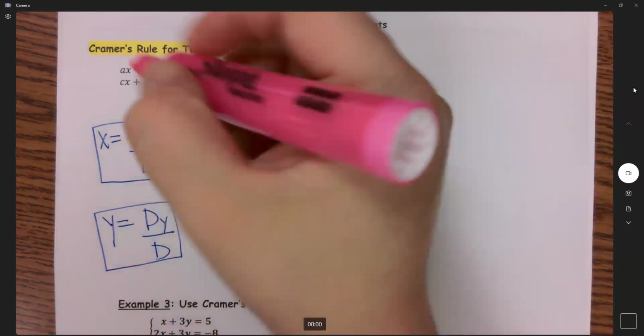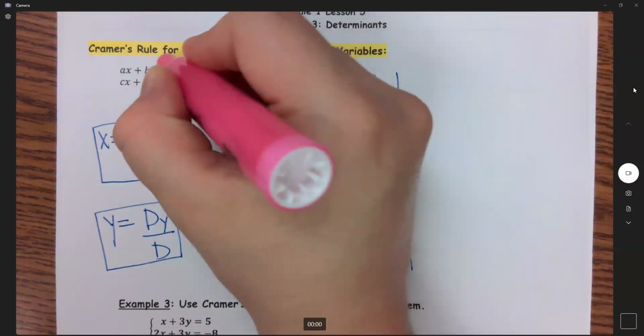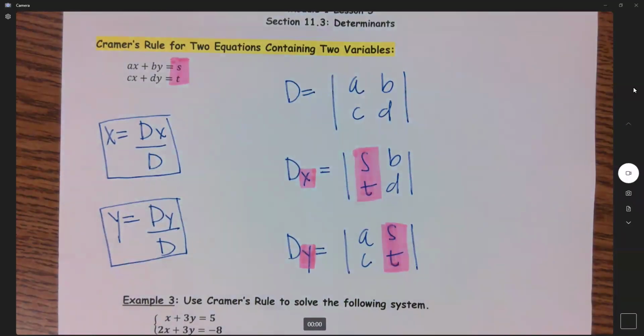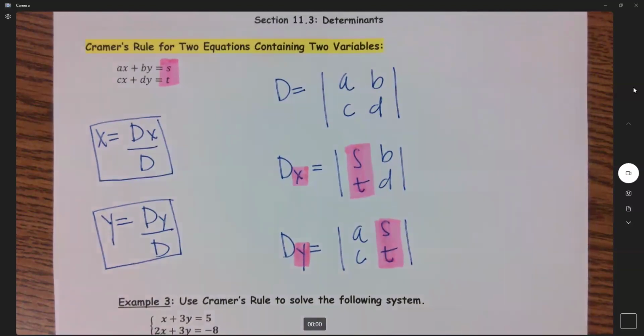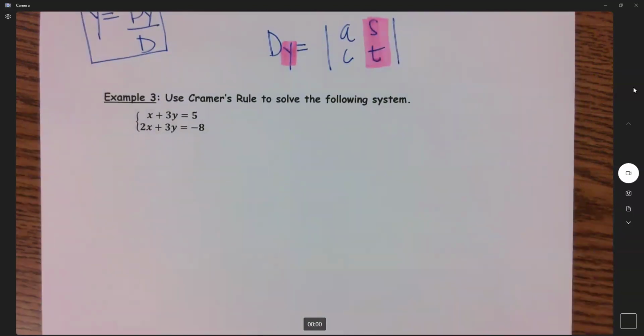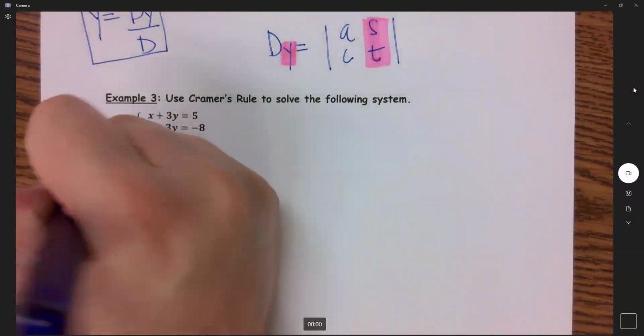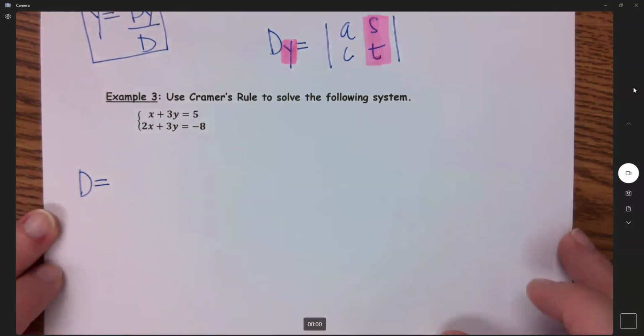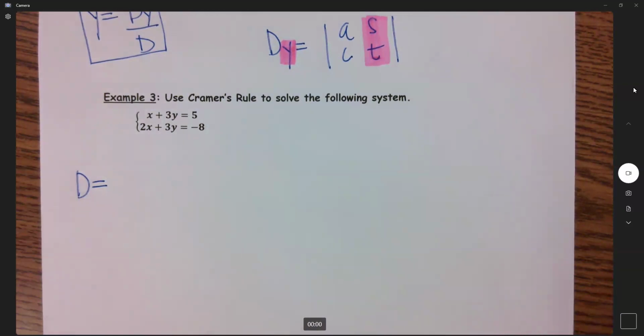Okay, so if you haven't written that down, get that copied down, pause this and copy it. But let's apply this to example 3. Example 3 says use Cramer's rule to solve the following system. So let's first figure out what D, D sub x, and D sub y equal.